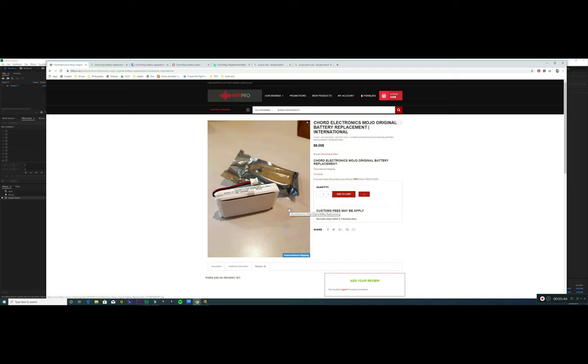It is fully compatible with the Chord Mojo, as this company says. It was shipped to me, I got it within a week, and as you saw, the replacement itself was fairly pain-free. This will set you back, once you round up for shipping costs and taxes, approximately $90.